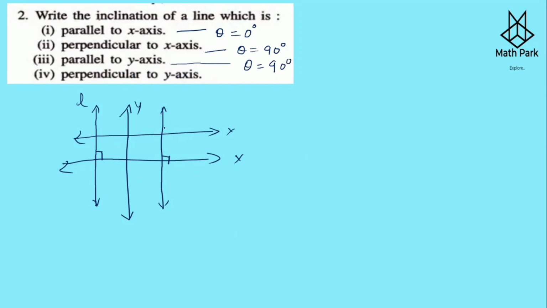And when a line is perpendicular to the y-axis: this is your y-axis, and if you draw a line perpendicular to the y-axis, the line which is perpendicular to the y-axis is nothing but the line parallel to the x-axis. And if the line is parallel to the x-axis, the inclination is going to be 0 degrees.